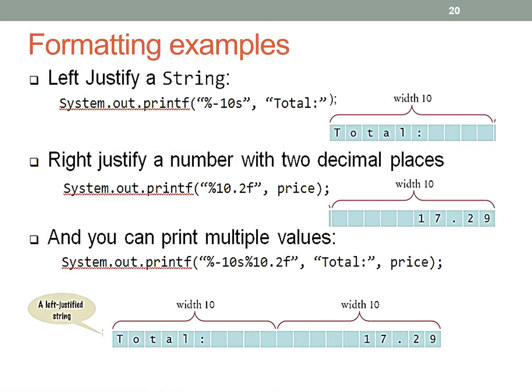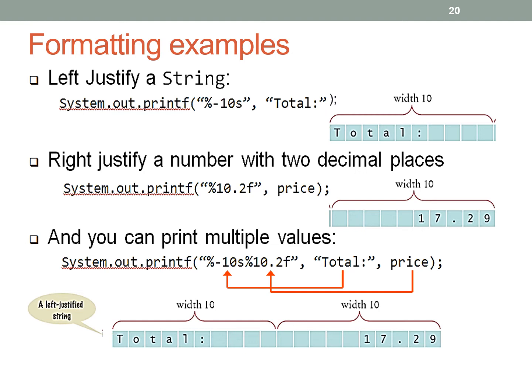Let's look at more examples. Here we have system.out.printf %-10s, total. We use %s because the item, which is the word total, is a string. Similar to before, we see that the width is 10 and we wrote minus to have it left justified. The second example is %10.2f, price, where the width is 10 and it will show up to 2 decimal points.